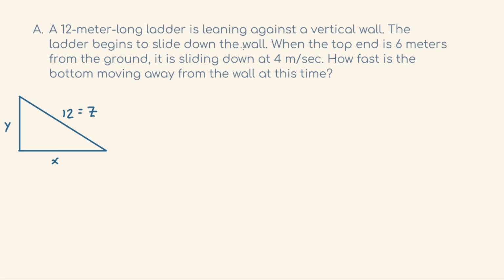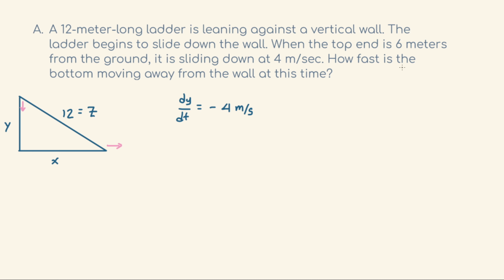Now the ladder begins to slide down the wall. So the top end of the ladder is moving down this way, which means that as this moves down, this part here should be moving towards the right, right? Okay, so it's sliding down. The top end is 6 meters away from the ground. When that's happening, it is sliding down at 4 meters per second. So dy over dt, the rate of change in this distance right here, is minus 4 meters per second, because it's shrinking, so it's negative.